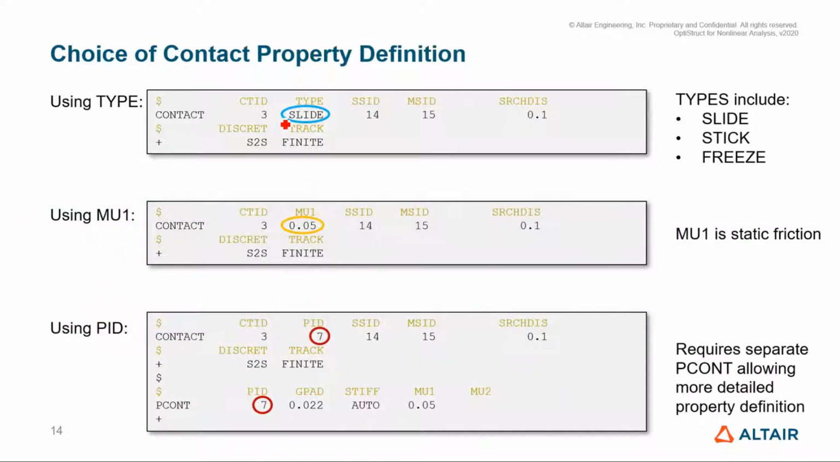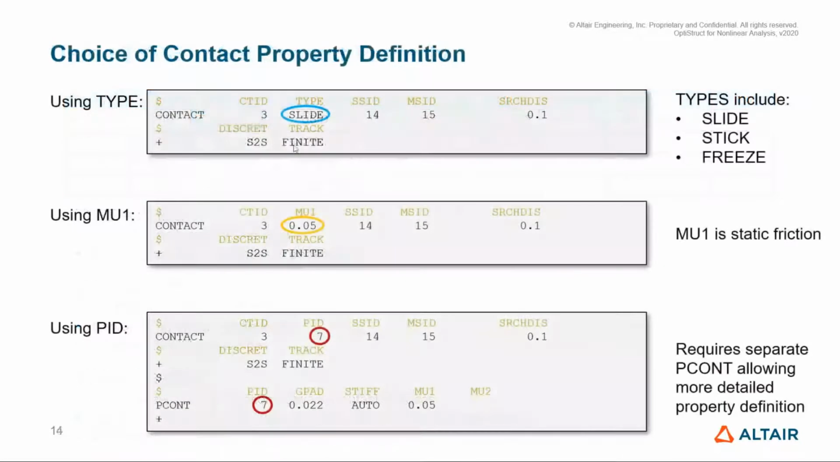First, we learn about the contact type. Contact type, as I mentioned earlier, we can define it using three ways: either using type, by putting in the actual static friction coefficient, or by assigning to a pcon. So we assign the PID 7 here, property ID 7, which actually refers to a pcon card, right? So there are three ways to define your contact.